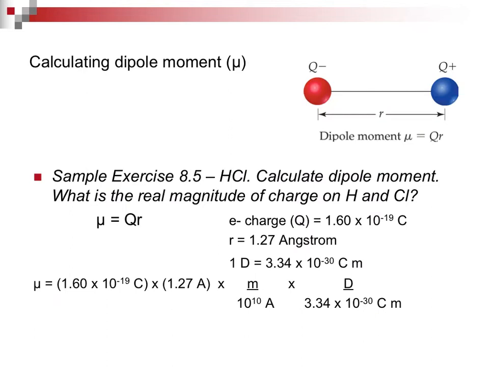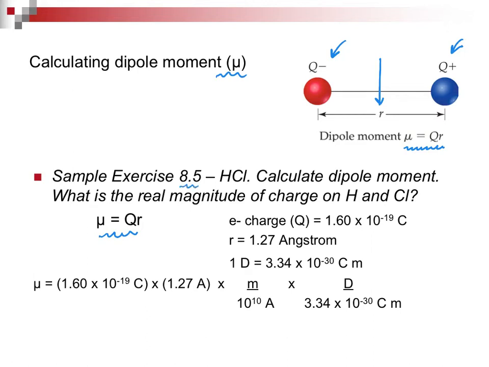Now, one of the things you can do is calculate a number called the dipole moment. And what they show here is a negative charge and a positive charge. And they show a distance between that negative and positive charge. They say that the dipole moment mu is equal to Q times R. So there is our equation.